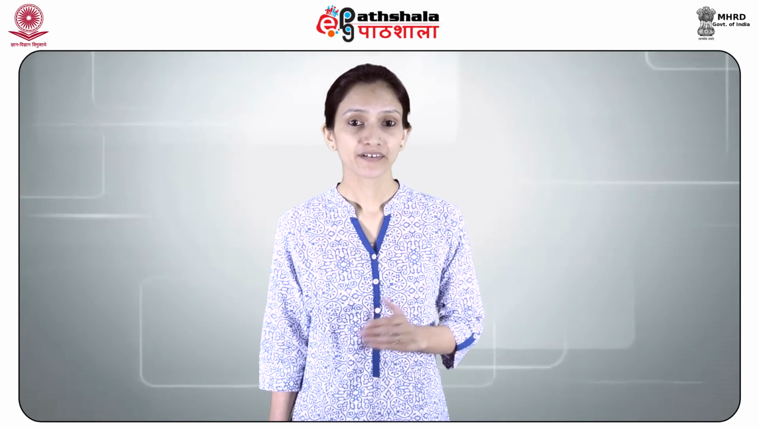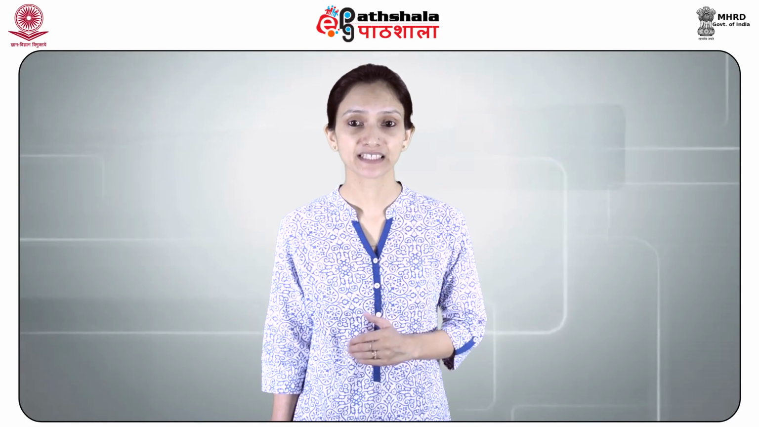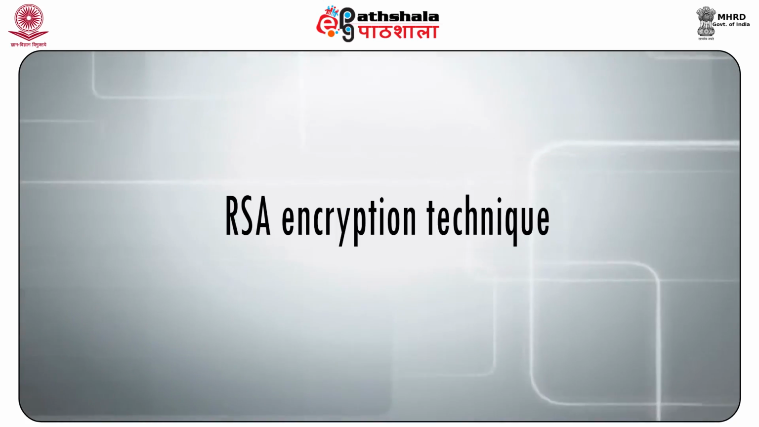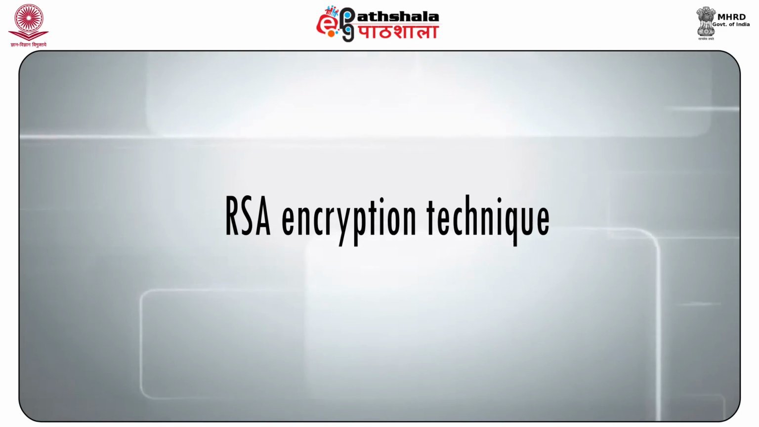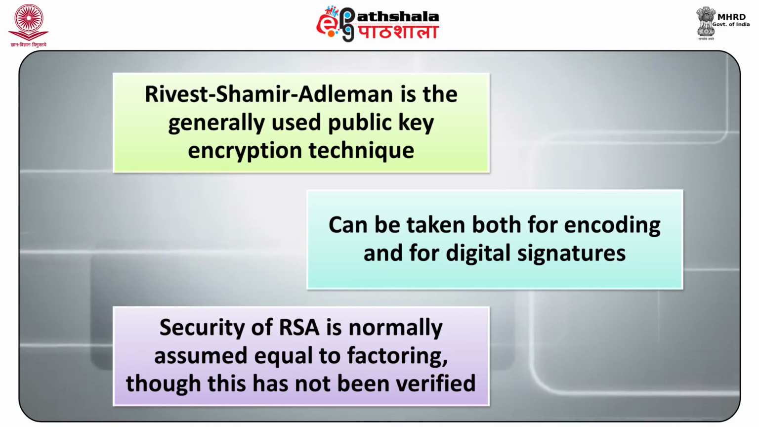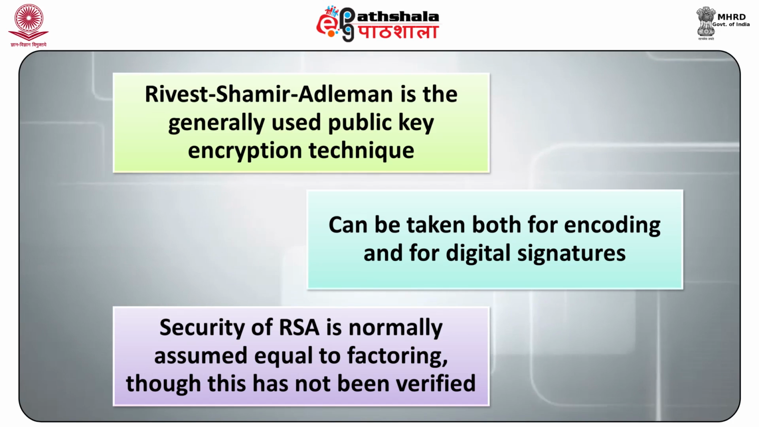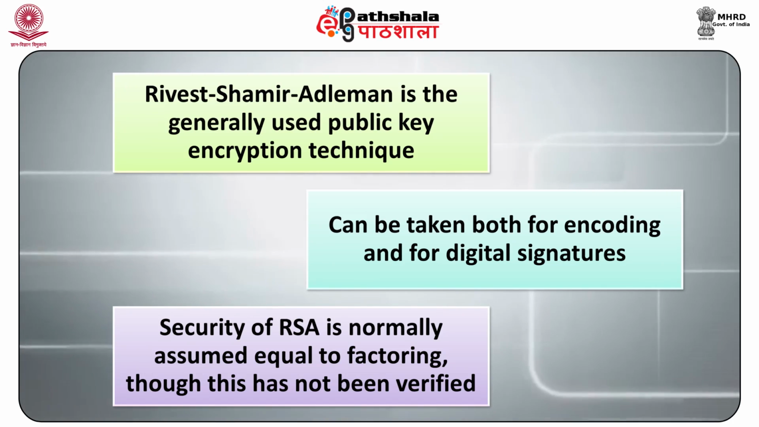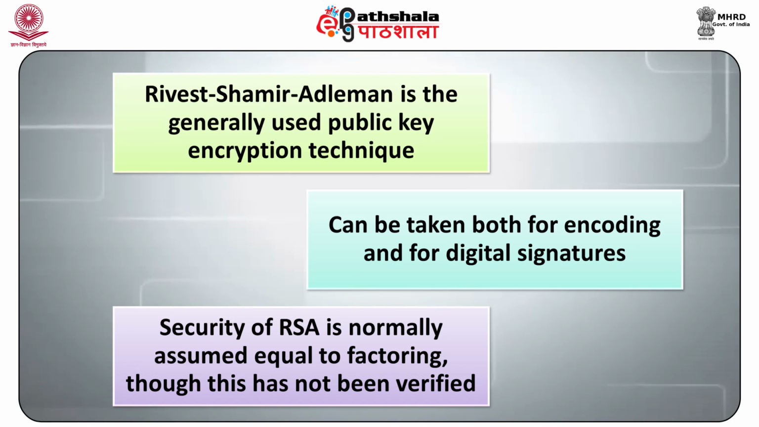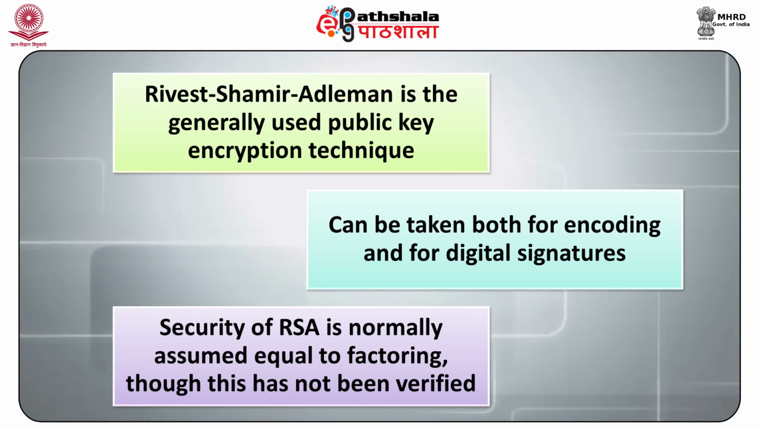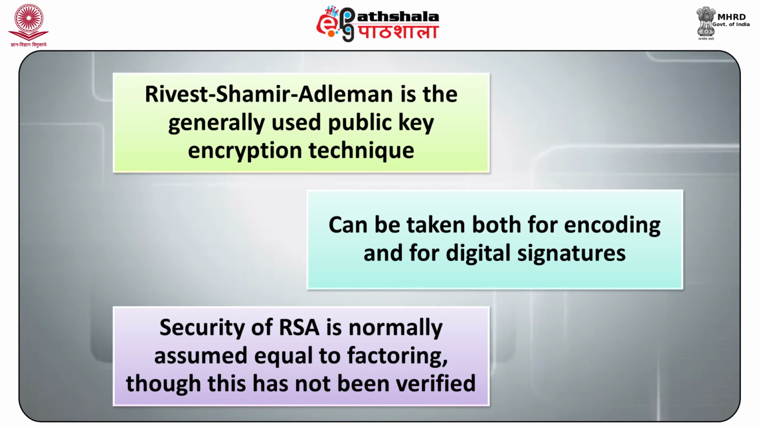Some of the popular asymmetric encryption decryption techniques are as follows. First is RSA encryption technique. Rivest Shamir Adleman is the generally used public key encryption technique. It can be used both for encoding and for digital signatures. The security of RSA is normally assumed equal to factoring, though this has not been verified.